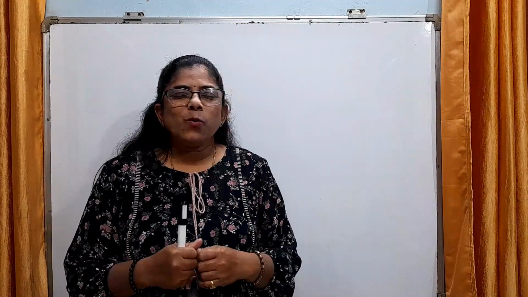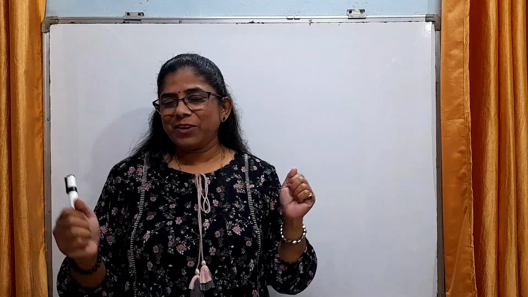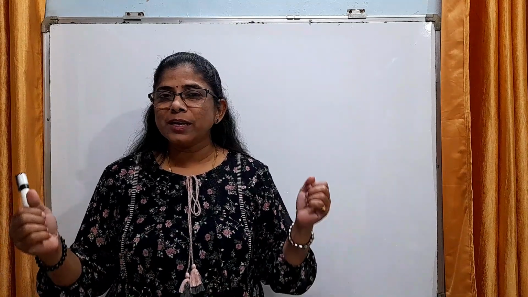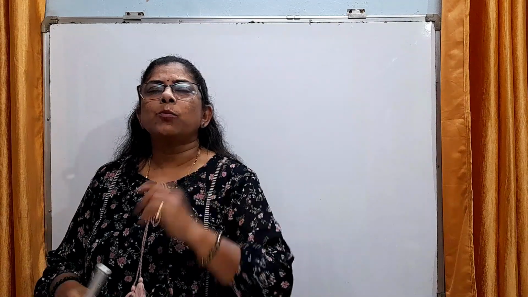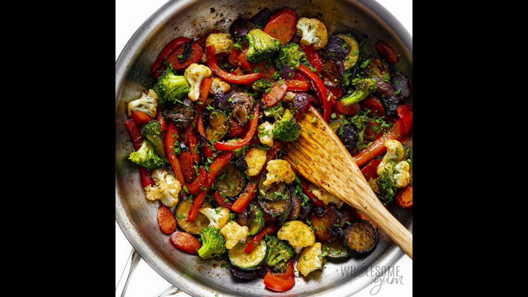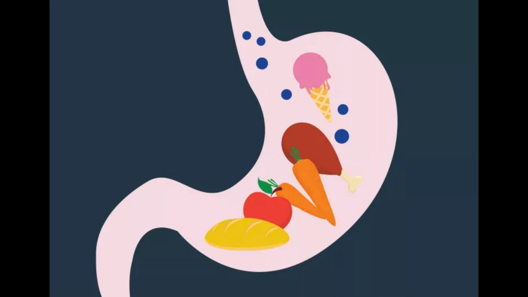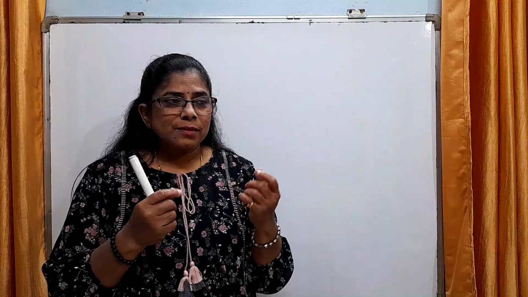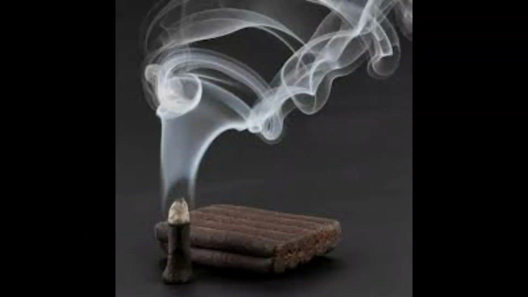Now we live in this beautiful world, right? So just observe the changes around us, even at home, outside, in the surroundings, in nature. Just make a note of all the changes you observe. Now some interesting changes we see at home. We see milk changing to curd. Then the food is cooked. The food which we eat is digested. Then the dhoop or agarbatti burns. These are some changes.